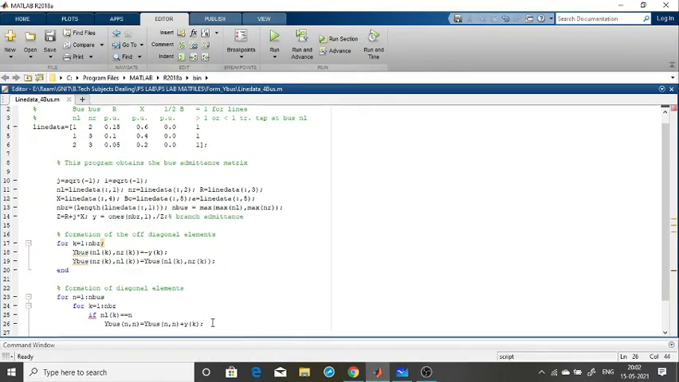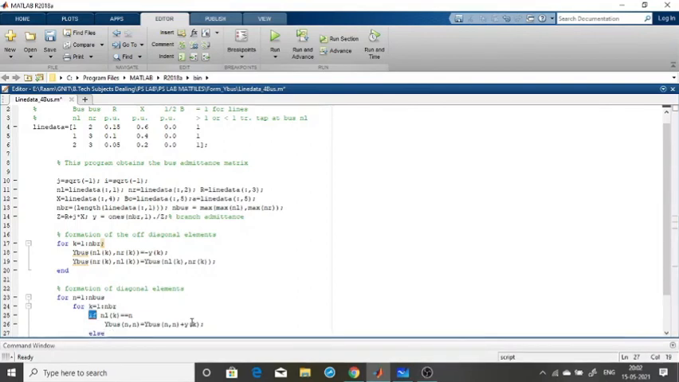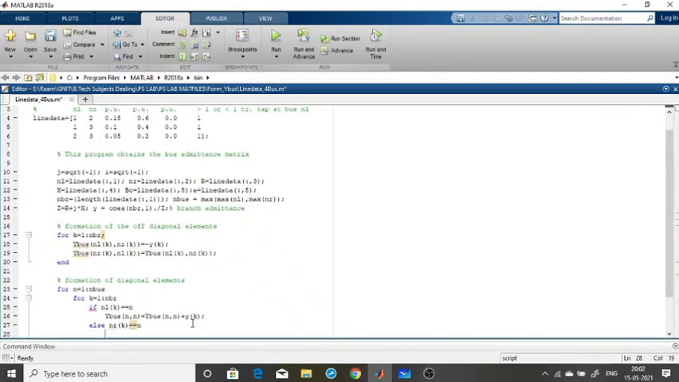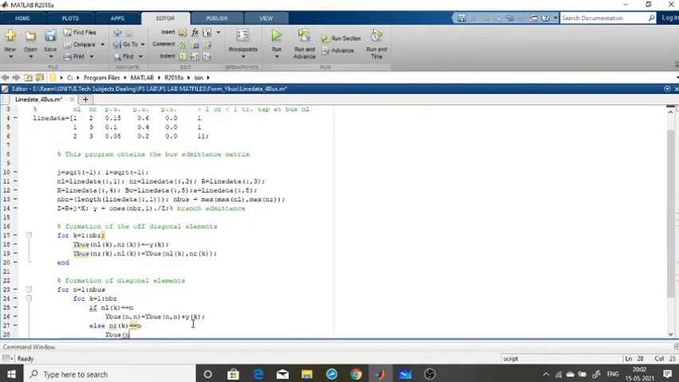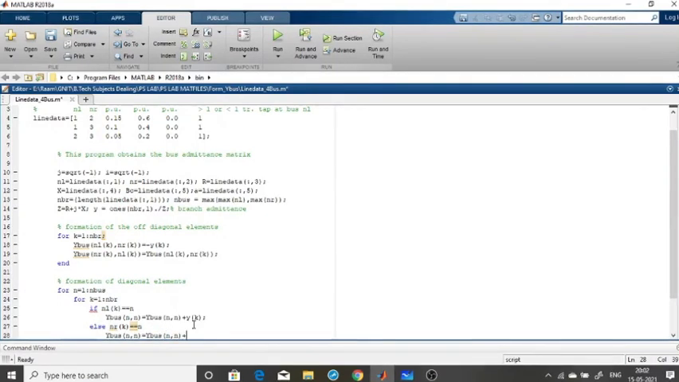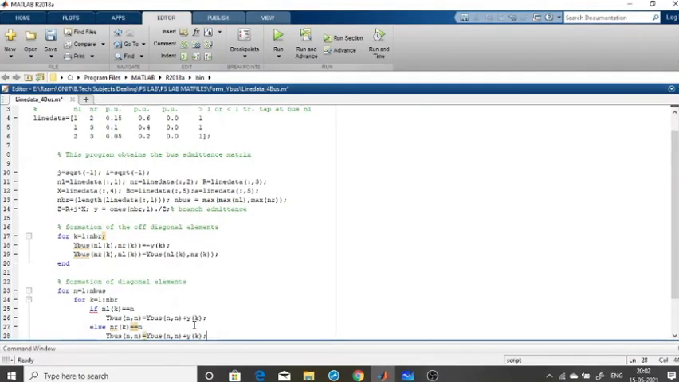Okay. So I will write also for the else condition. If NL is not satisfying, it should at least satisfy NR, that is, NR of k is equal to n or not. So if it is yes, then calculate Y bus of n,n equal to Y bus of n,n plus Y of k. Give a semicolon.